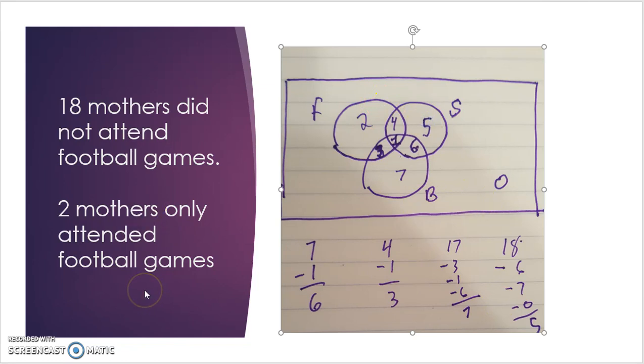2 mothers only attended football games, so I don't have to do any subtraction. It just says this region is the mothers who only attend football. They are not in the S circle. They are not in the B. So no calculation needed. I just fill in 2. These sentences which refer to one region only, they're golden in these problems. You just fill in the number.